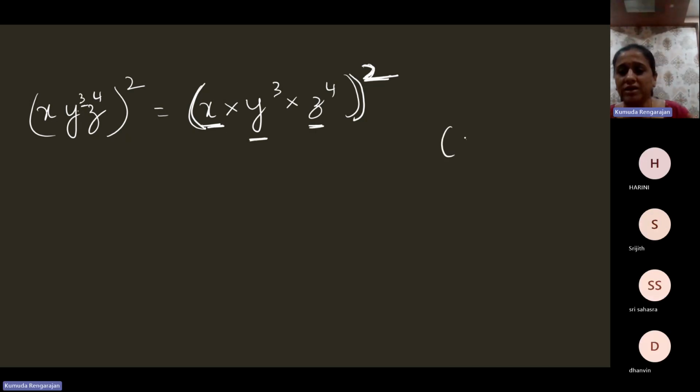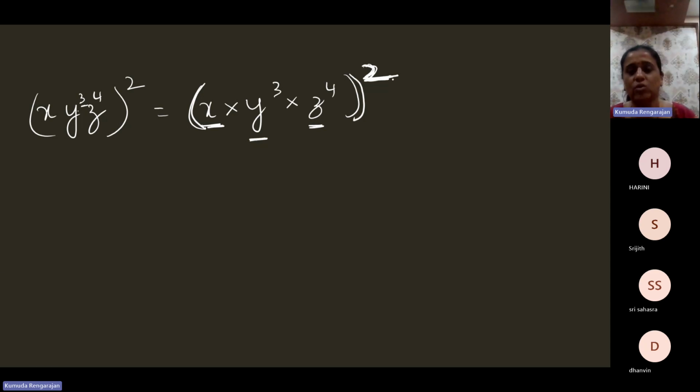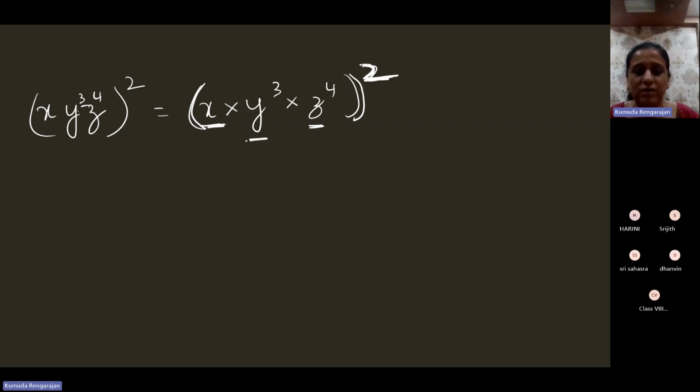If you have a plus b minus c the whole square, it's a different story. When the connecting sign is plus or minus and there's a whole square, it's a different thing. Now here it is multiplication. It's x into y to the power 3 into z to the power 4, the whole square. So in this case, the power 2 is applicable for x, y to the power 3 and z to the power 4. But this power 3 is only for y. The power 4 is only for z. Okay, ma'am.